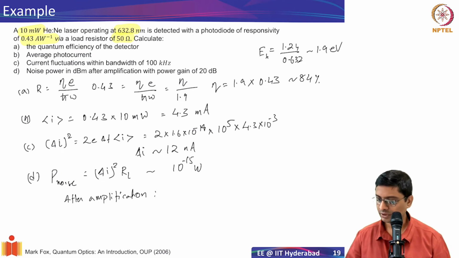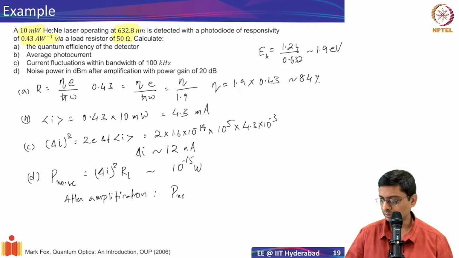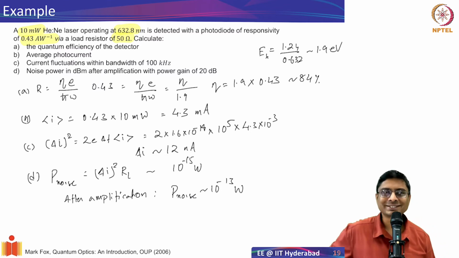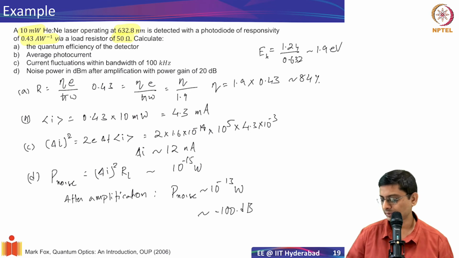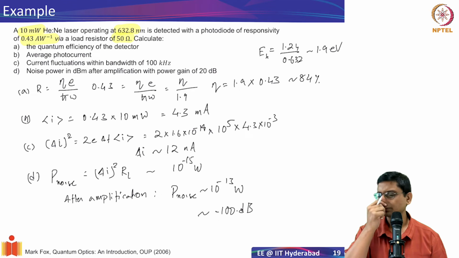you have P noise equal to 10 power minus 13 watts. And in dBm, that will translate to how much? Minus 91? No, I said 10 power minus 13, so 10 power 10, so roughly minus 100. No, you have to calculate exactly. I didn't do the exact calculation here. So roughly, this is going to be roughly minus 100 dB.